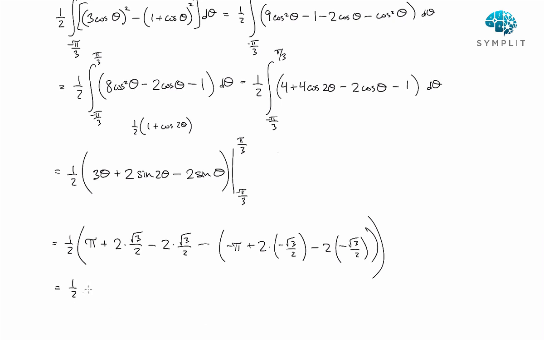So now to simplify, we have pi plus pi, that's 2 pi. Here we have, let's simplify, this is square root of 3, and this is minus the square root of 3, so those actually cancel each other out. That's nice. Over here we've got negative root 3, and that's plus root 3, so those also cancel each other out. That's nice. And so that's all we have. We are now left with 1/2 times 2 pi, which is pi, and that's going to be the area.